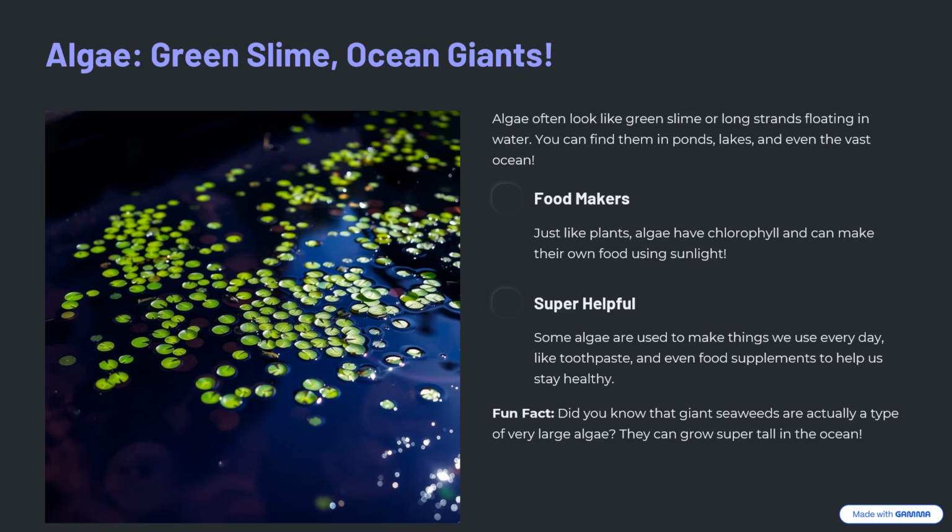Just like plants, algae have chlorophyll and make their own food using sunlight. And these are also super helpful. Some algae are used to make things we use every day, like toothpaste and even food supplements to help us stay healthy. The fun fact about algae is, did you know the giant seaweeds are actually a type of very large algae? They can grow super tall in the oceans.